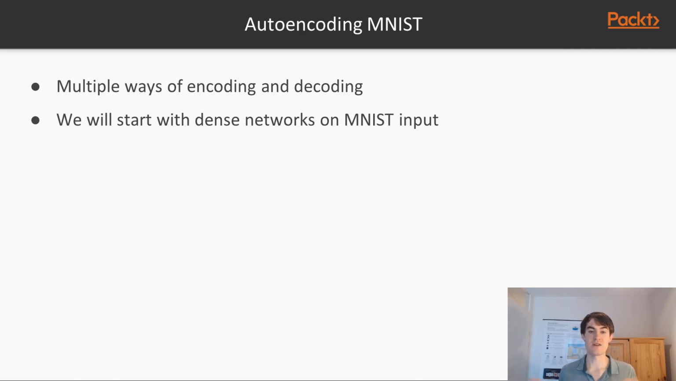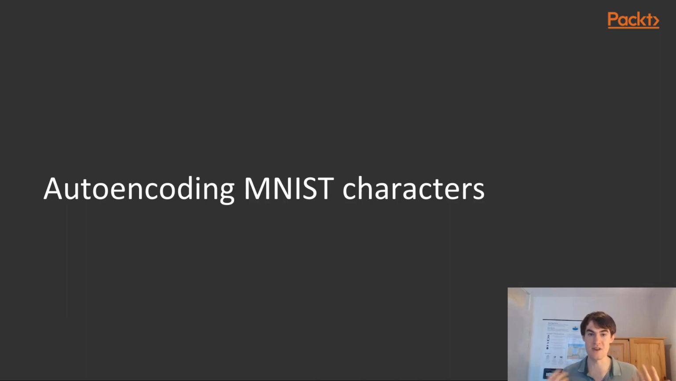So let's start with autoencoding MNIST characters. And there are multiple ways of encoding and decoding. You can have several ways of encoding layers and decoding layers, like convolutional layers or simply dense layers. And we will start with a simple dense layer approach on MNIST characters. So let's dive into a Jupyter notebook.